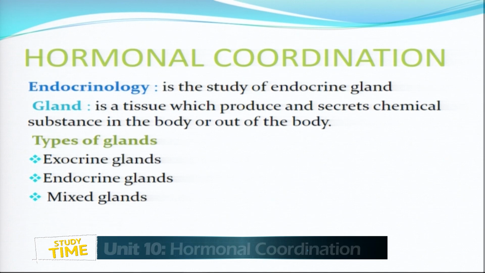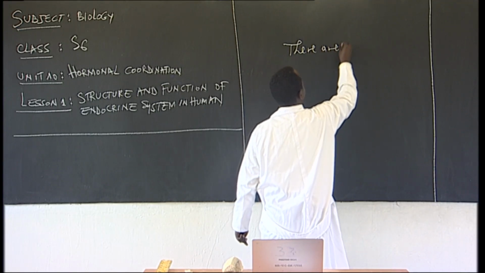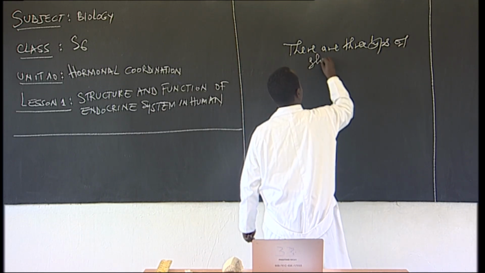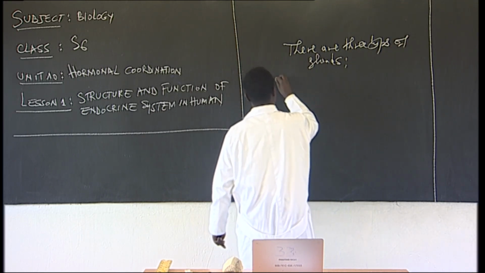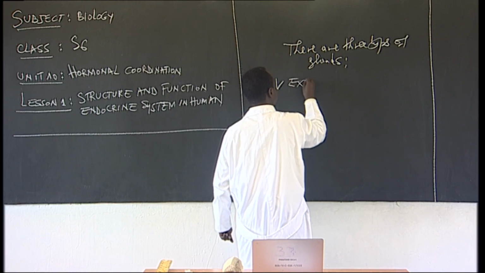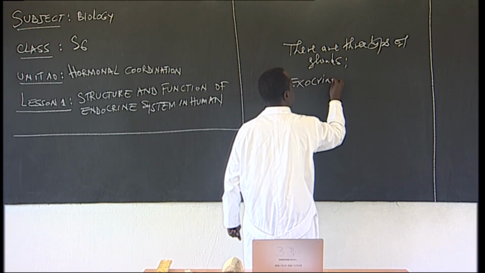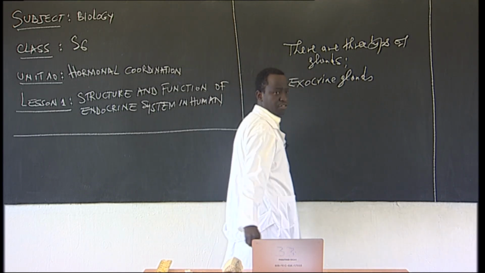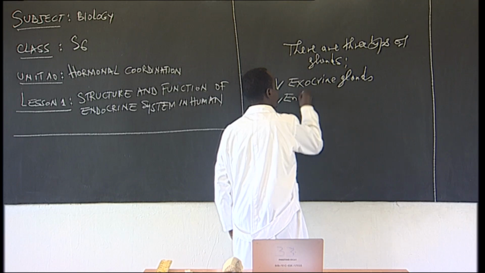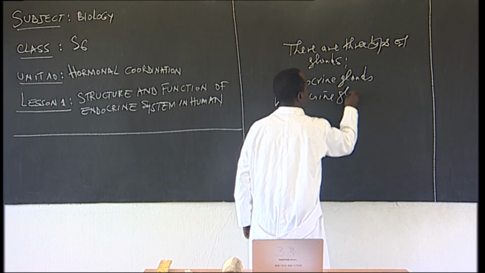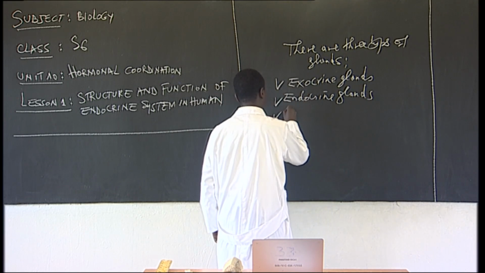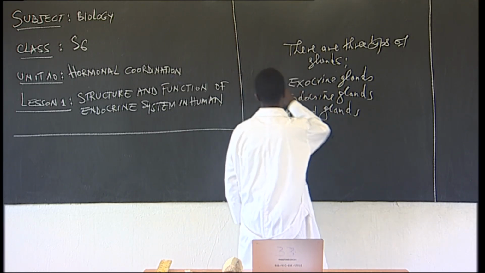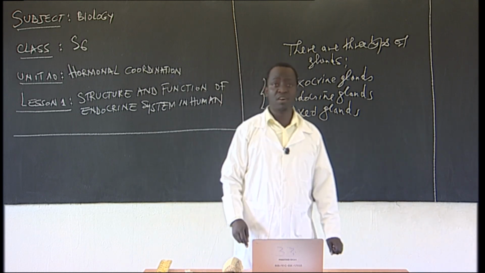There are three types of glands. We have exocrine glands, we have endocrine glands, and also we have what you call mixed glands. Those are the three groups of glands we have in our body.